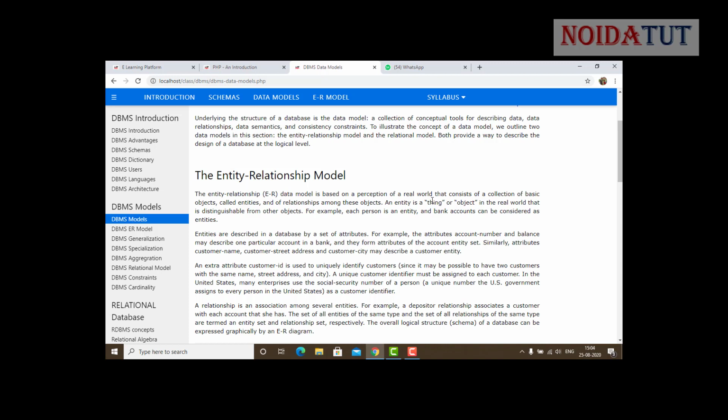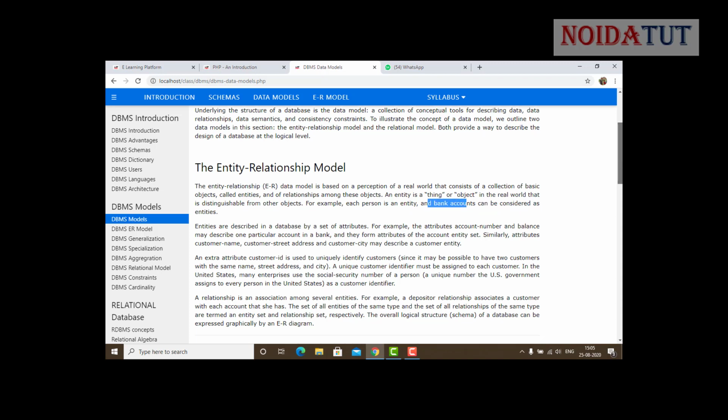The entity relationship model, also referred to as the ER model, is based on the perception of a real world that consists of a collection of basic objects called entities and of relationships among these objects. An entity is a thing or object in the real world that is distinguishable from other objects. For example, each person is an entity, and bank accounts can be considered entities.